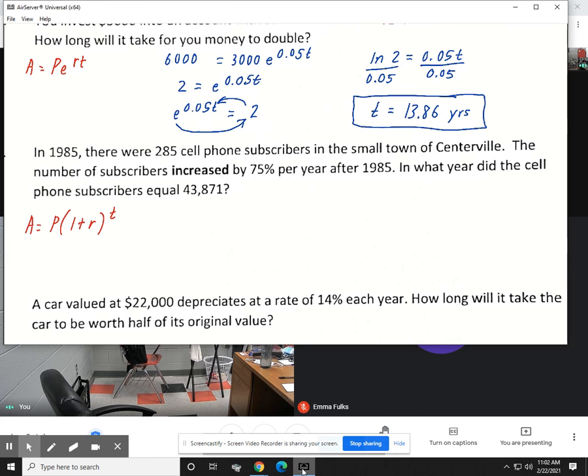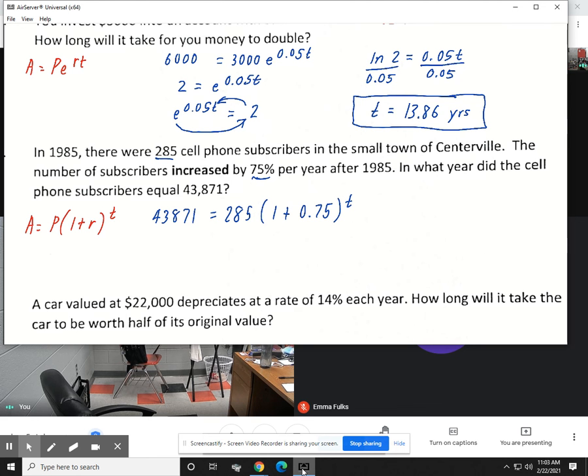So here we go. Let's start filling these in with what we know. First, do we know what 285 represents? That was the original, right? 285 is P. The next number I see is 75%. What's that? That's R, right? That's our rate. That's how it's increasing. So that's 1 plus, because it's appreciation, 0.75. In what year, so we're trying to find T, did the phone subscribers equal 43,871? That's A. That's the total amount. Okay? So here you have it.